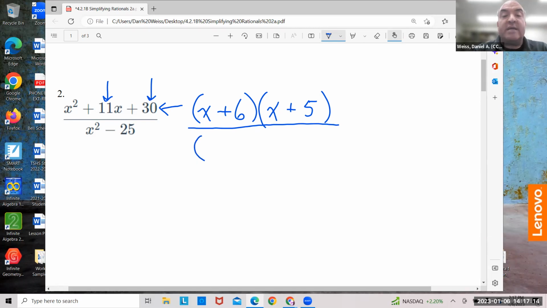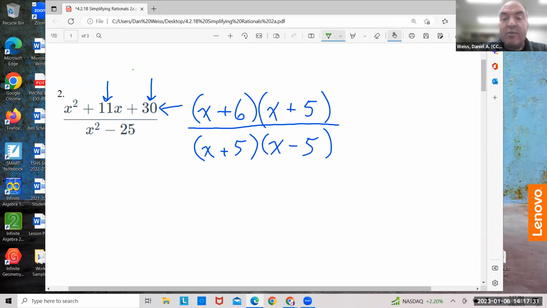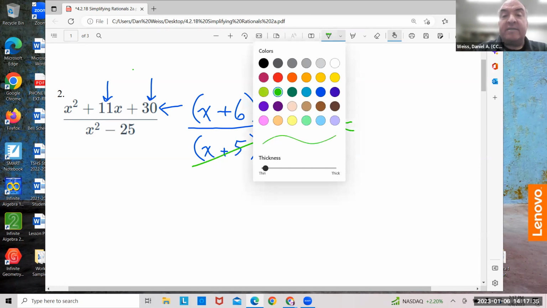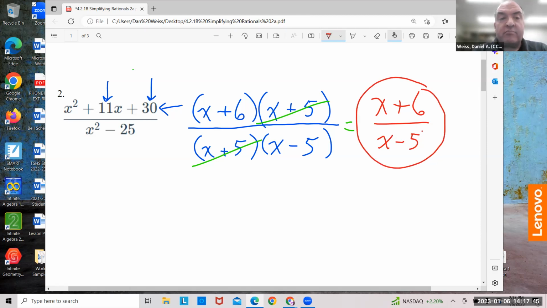And now what times what makes x squared on the bottom? X times x. What times what makes negative 25? That's going to be plus 5 minus 5. And now what cancels? X plus 5. And your answer is x plus 6 over x minus 5. Easy, man. You can do it.